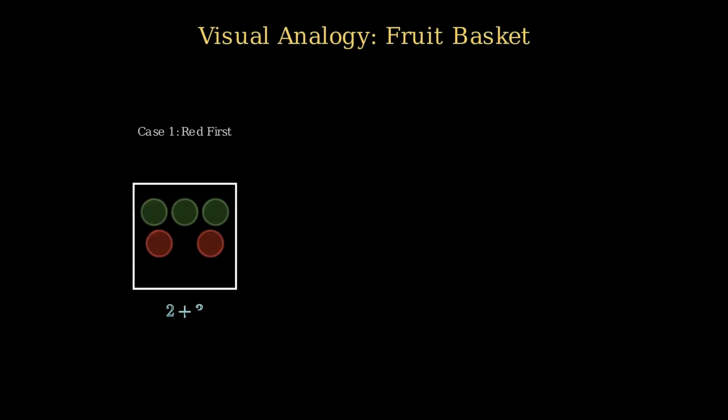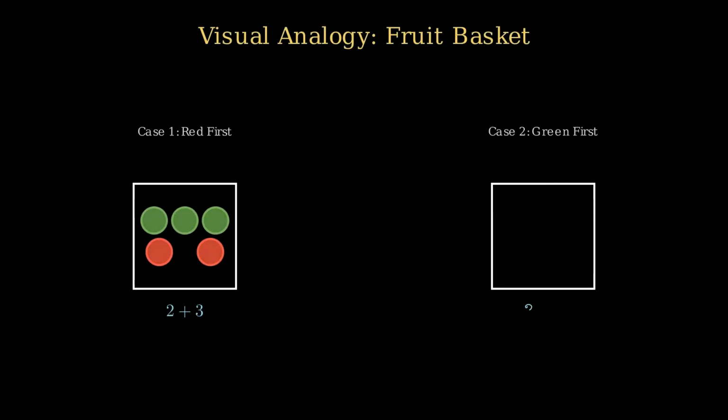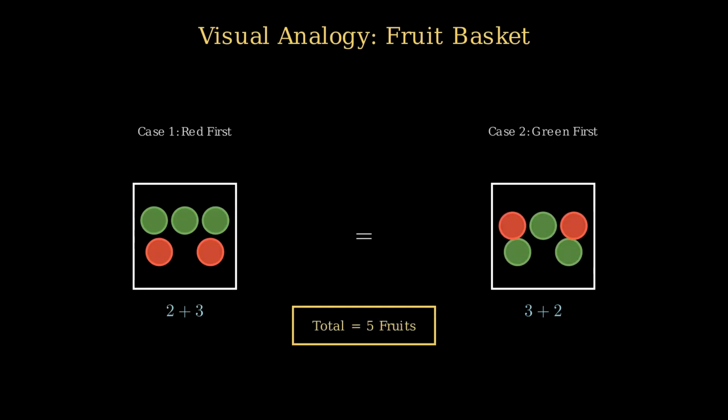Let's visualize this with a simple analogy. Imagine putting fruits into a basket. If you put 2 red apples first and then 3 green apples, or if you put 3 green apples first and then 2 red apples, the total amount of fruits in the basket is exactly the same. The switching of the order changed nothing.